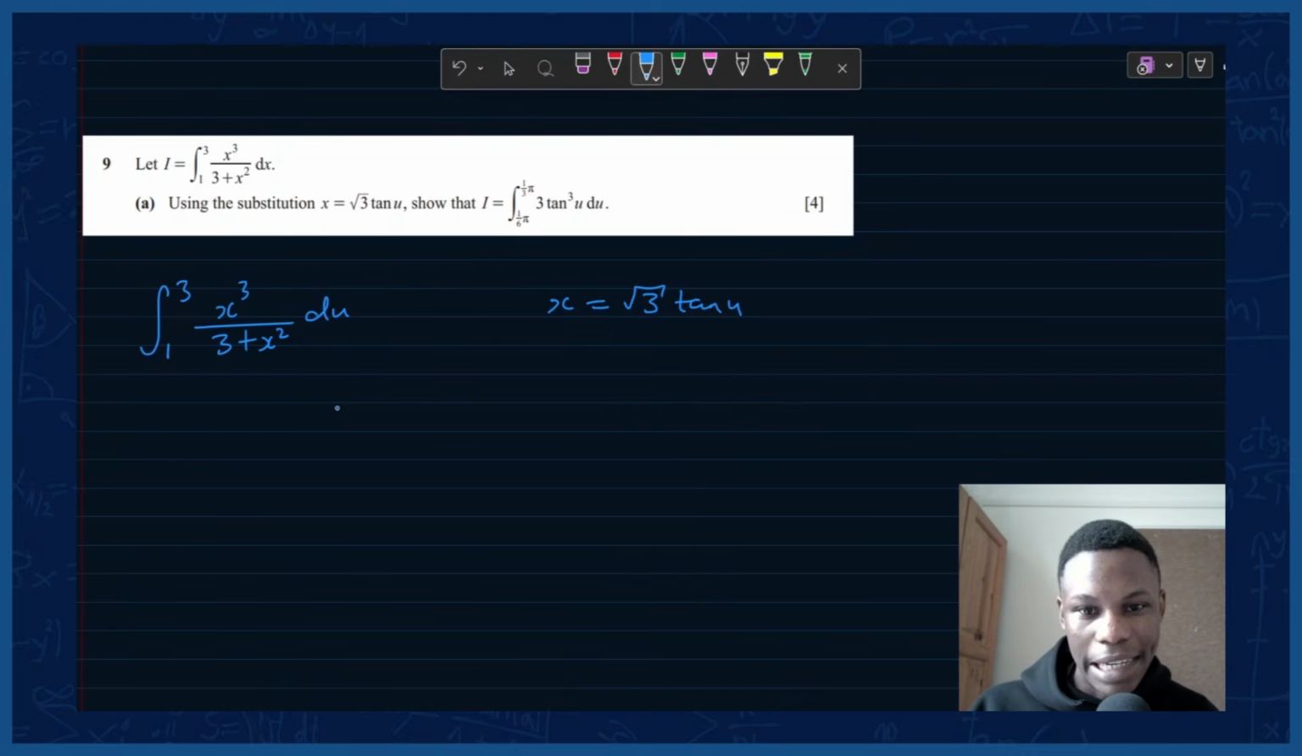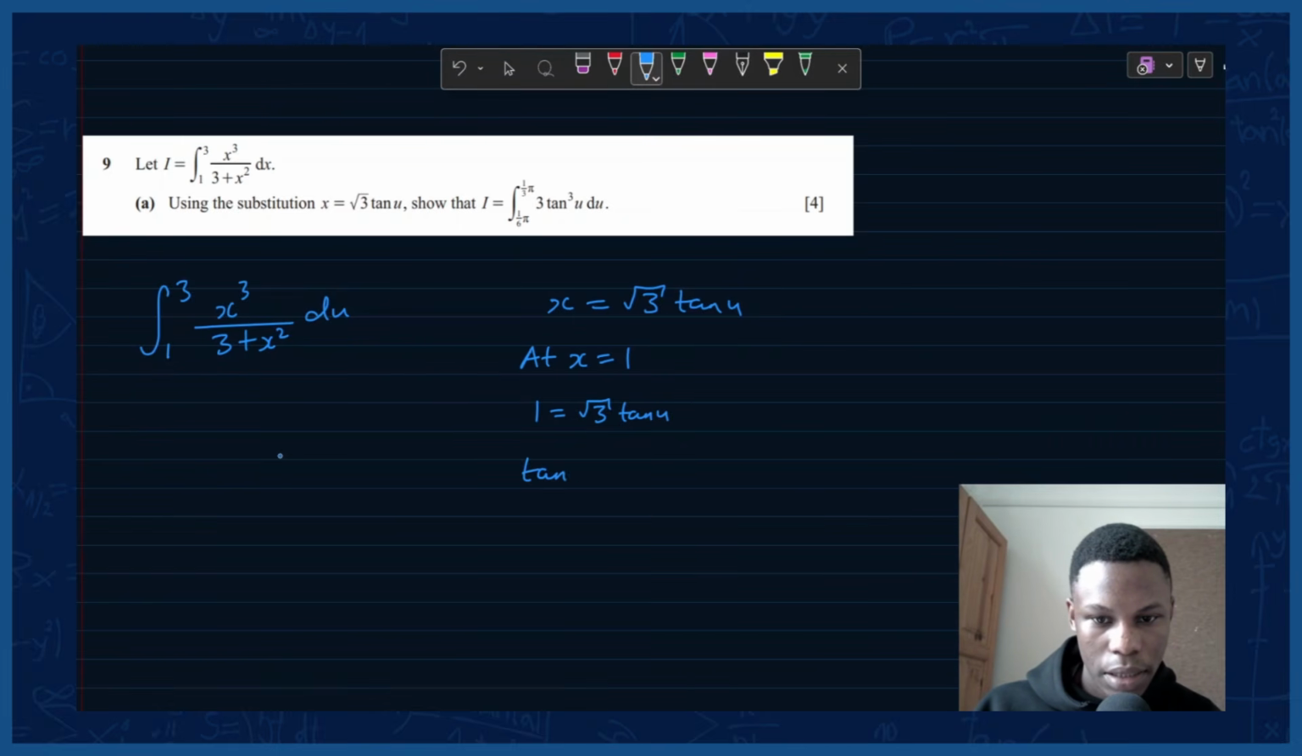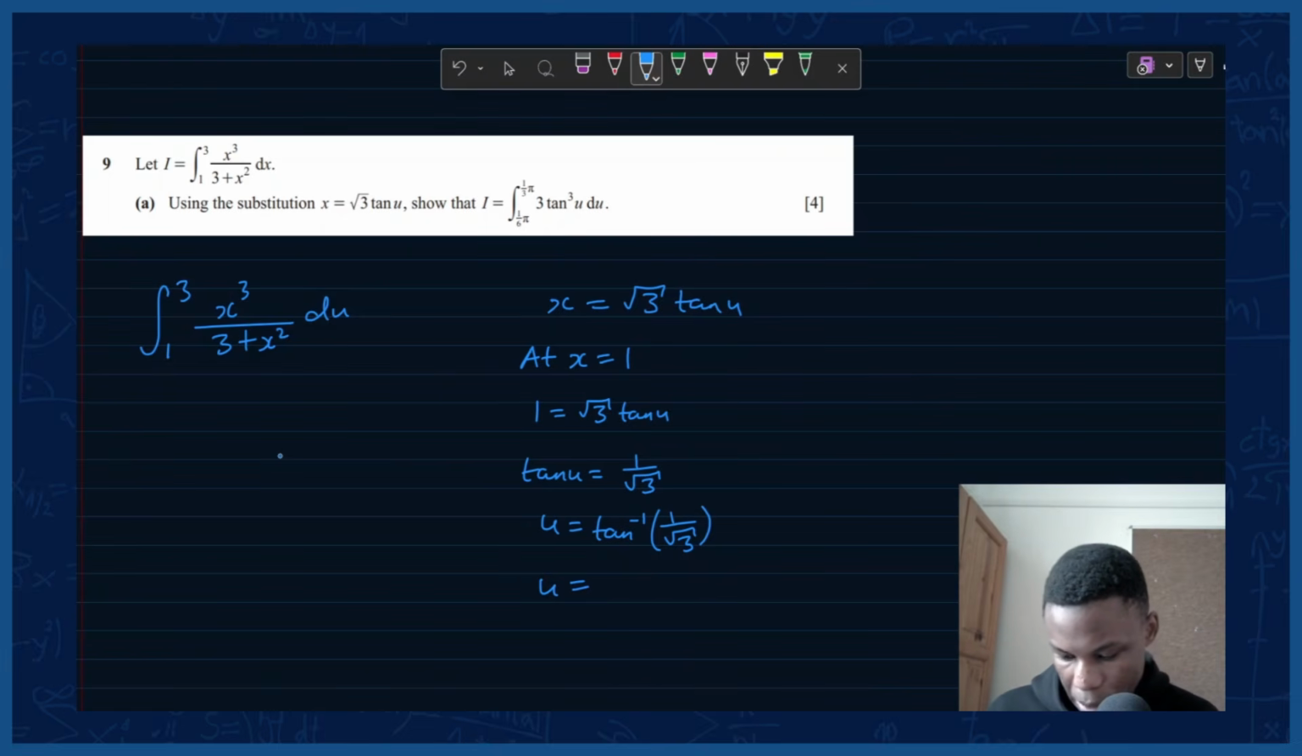So let's start with the limits. These limits are in terms of x, and we need to convert them to u. So at x is 1, I am saying 1 is equal to root 3 tan u, meaning that tan u is 1 over root 3. And so u is arctan of 1 over root 3. And so u is equal to, make sure you're in radians, 1 over root 3, that's pi over 6.